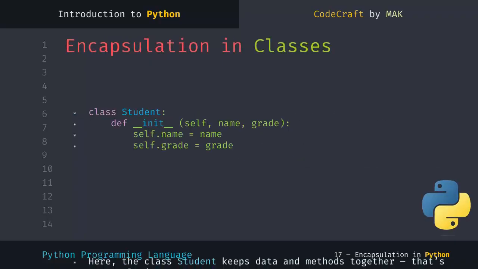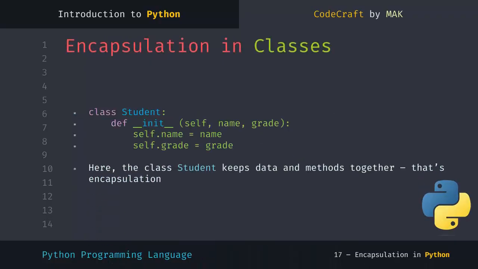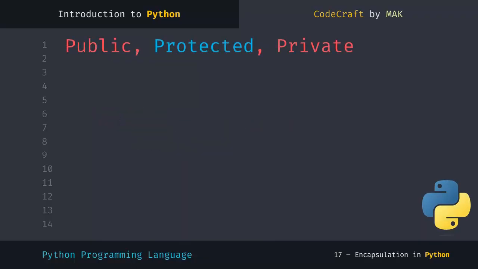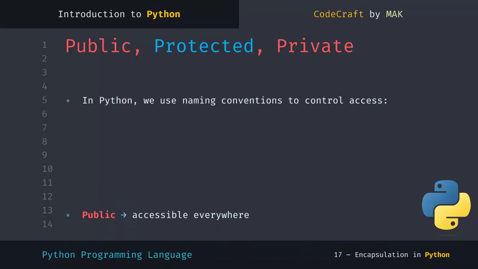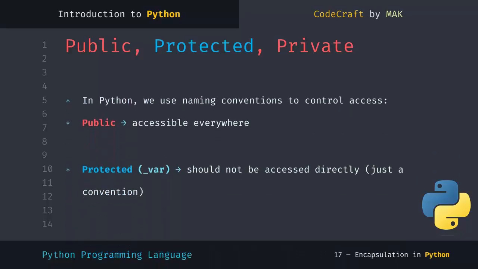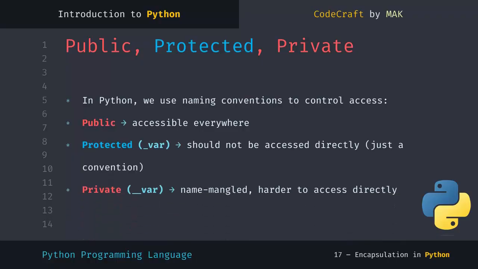Encapsulation in classes. A class Student with function __init__, self.name is equal to name and self.grade is equal to grade. Here the class Student keeps data and methods together. That's encapsulation. In Python, we use naming conventions to control access. Public means accessible everywhere. Protected means should not be accessed directly. Private means name mangled and harder to access directly.